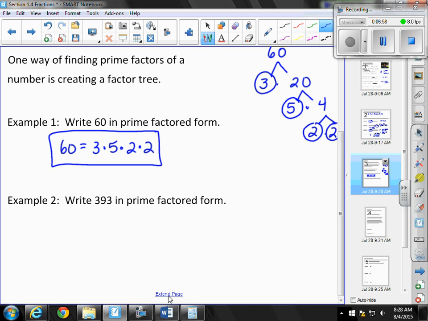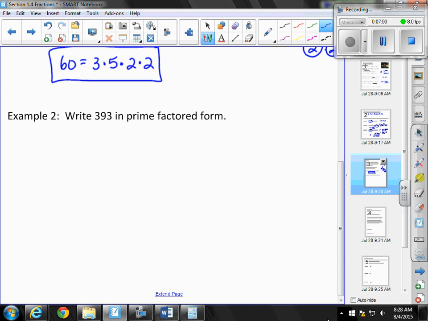The next number we're going to look at is 393. And again, I see all those 3's there. If I add 3 plus 9 plus 3, I get 15. 15 divided by 3 is 5. That's my rule for divisibility by 3. I know 393 has a factor of 3.